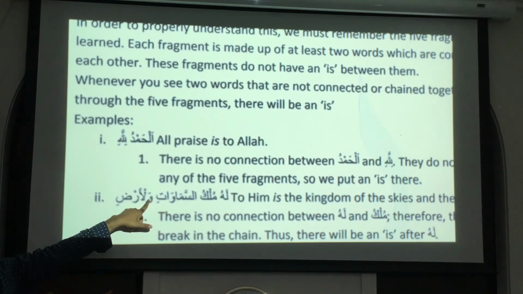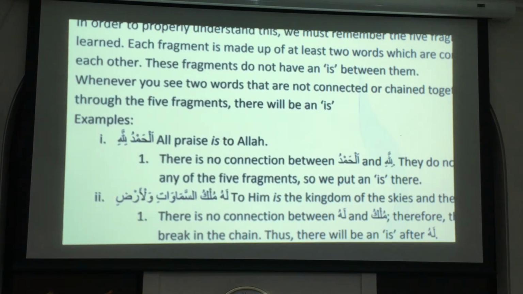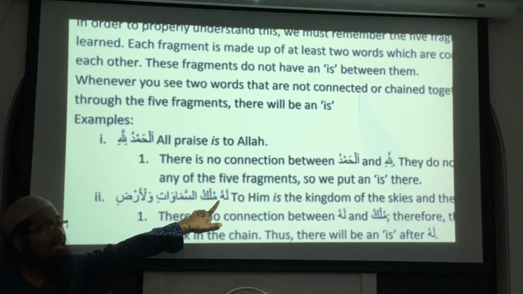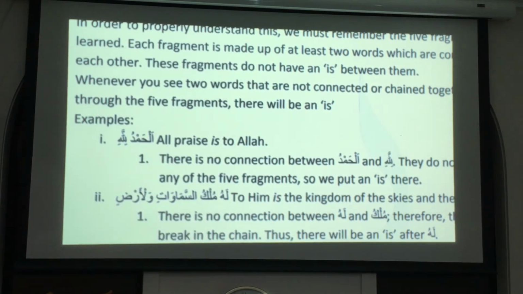This wa is an and. So the kingdom, the mulk of sama and mulk of ard. So that whole is mudaf ilayhi. But there is no connection between mulk and lahu. Right? So we have to put a is there. So we say to him or for Allah. You can also say, for Allah belongs the mulk of sama and mulk of ard. That's right. So there's a break of the chain in that one.